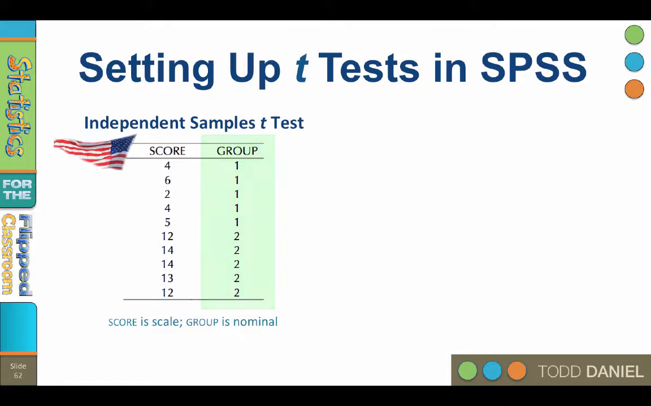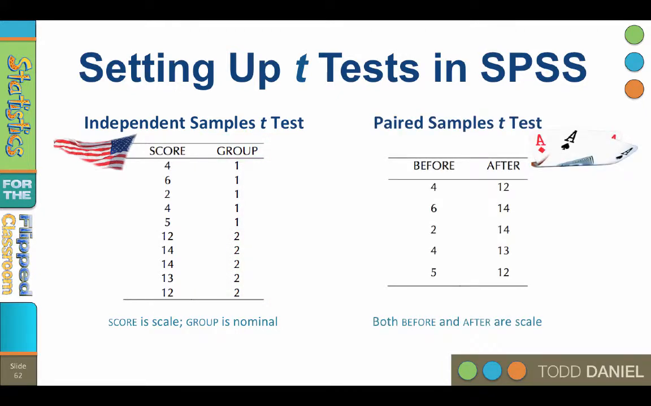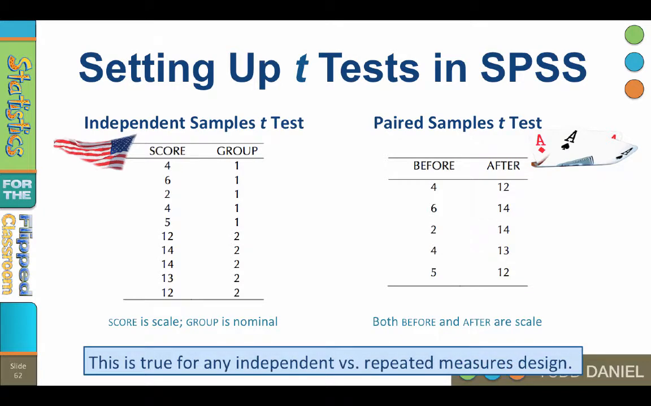For paired sample t-tests, you need two quantitative variables. Quantitative is also called continuous or scale level. The first scale variable represents the first measurement for each subject, and the second scale variable represents the second measurement for the same subject, or the paired subject if you were doing a matched design. This pattern for data entry is true for any independent versus repeated measures design.